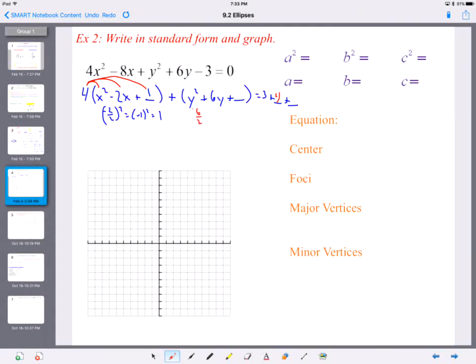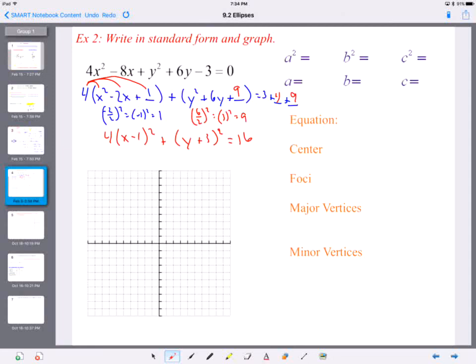Half of 6 is 3. Square the 3, and you get 9. Now this one, you didn't have to factor anything out, so we really did truly add 9 to that side. And so our equation so far is 4 times, factor the x squared minus 2x plus 1, so that's x minus 1 squared, plus y plus 3 squared, and then add up the 3, 4, and 9, and that will give you 7 and 9 is 16.